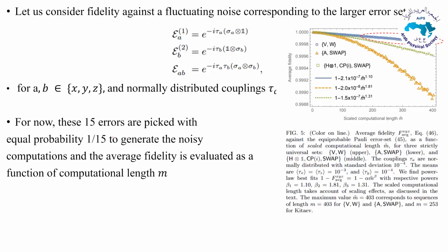We repeat the same procedure with this, and compare it to the same procedure that I've mentioned. Again, I take randomly one of these errors with probability 1 of 15, and then I build the first step, second step, and so on, 400 steps. And then I repeat the procedure thousands of times and take the average of it, and I calculate the average fidelity.